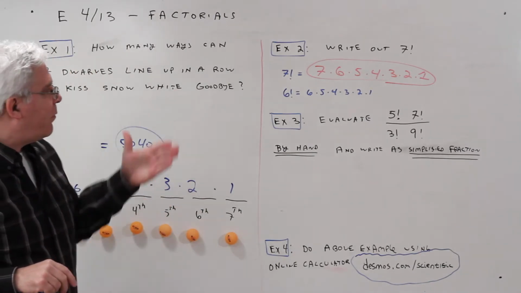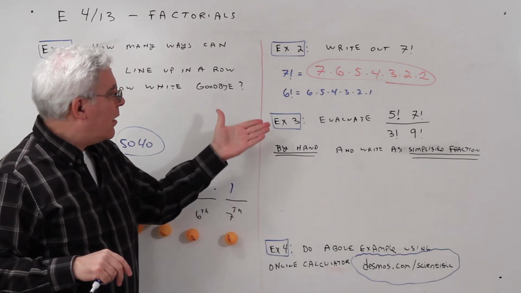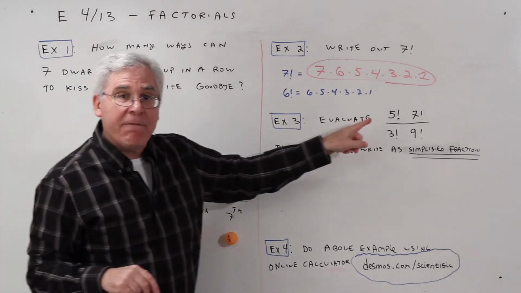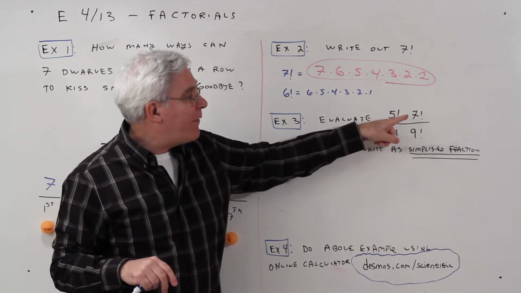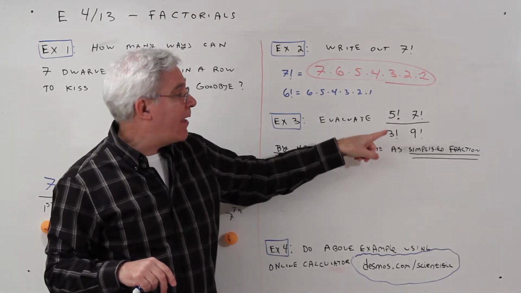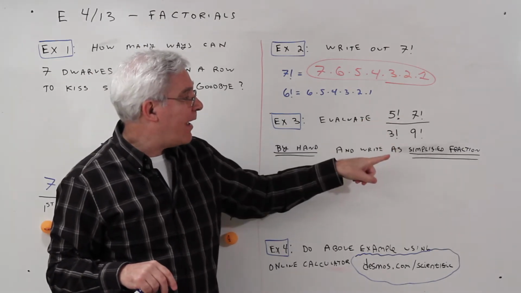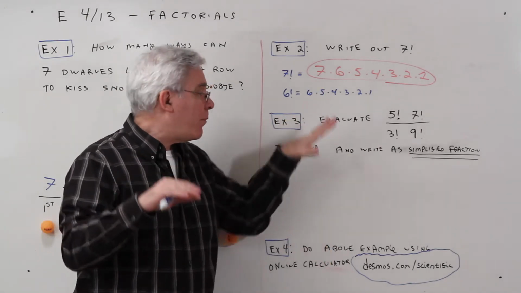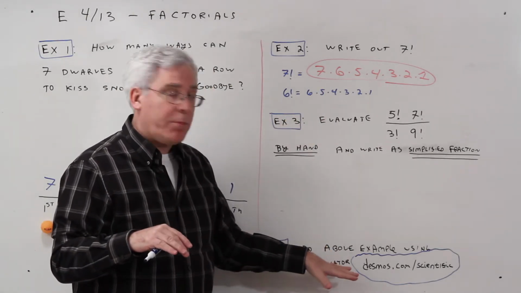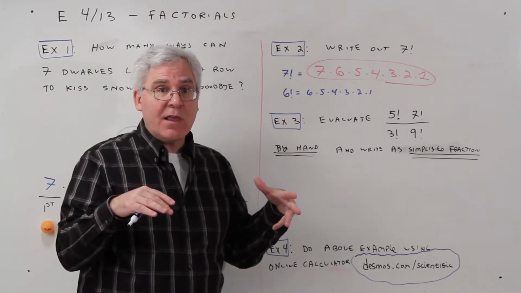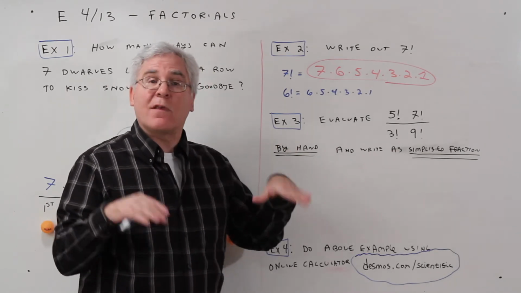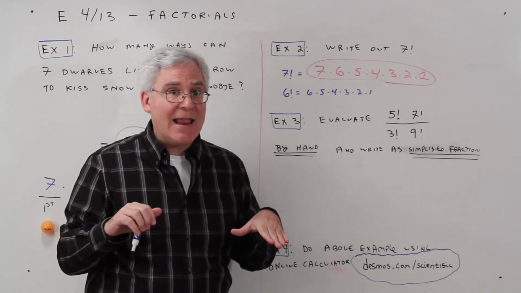All right, so this will be how the Alex homework will be. Evaluate 5 factorial times 7 factorial divided by 3 factorial times 9 factorial. I'm going to have you first do it by hand, and then I'll have you do it by calculator. You can decide which one's easier for you. And we want the answer as a simplified fraction, not a decimal.